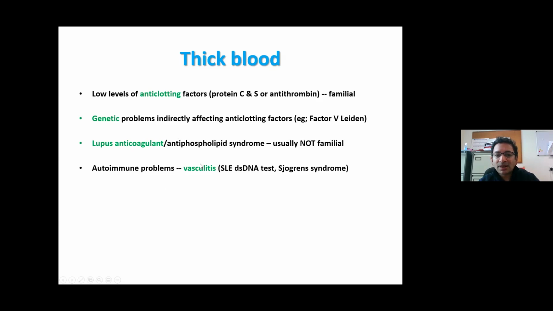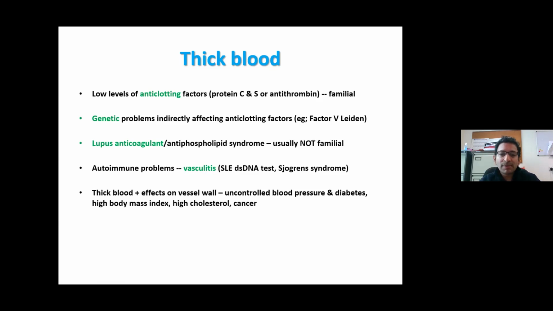Another one is vasculitis, which I've already mentioned, and there is a test called the double-stranded DNA test, which your ITP doctor will be doing to pick this up if you have lupus, which is a part of the vasculitis, which also causes thick blood. Now, some other things which you may know but may not be linking here is the effect of thick blood and the vessel wall, which can happen with uncontrolled blood pressure, uncontrolled diabetes, high body mass index, high cholesterol, and cancer. Now, if you look at the first two especially, this is a very common problem. So it is important to make sure the blood pressure is checked and the blood sugar is controlled and the cholesterol is controlled and you have a good diet, because it could actually make your blood thicker.